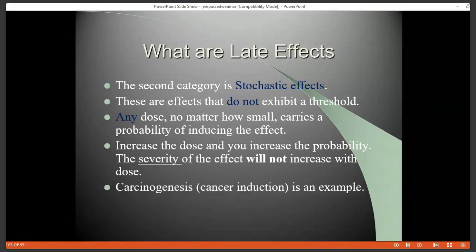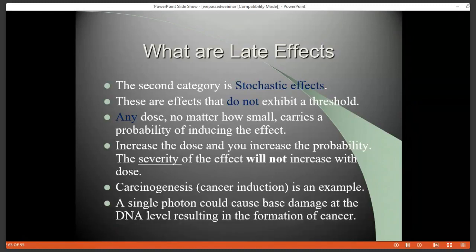Severity is not. And the big one that we want to really look at would be carcinogenesis. Cancer induction is an example, cancer that has been induced by a prior radiation exposure. And again, a single X-ray photon really could be the beginning of this, producing some kind of base damage in the DNA, resulting in the formation of cancer. So again, with every X-ray, we have to look at the small probabilities that we can increase these types of effects.